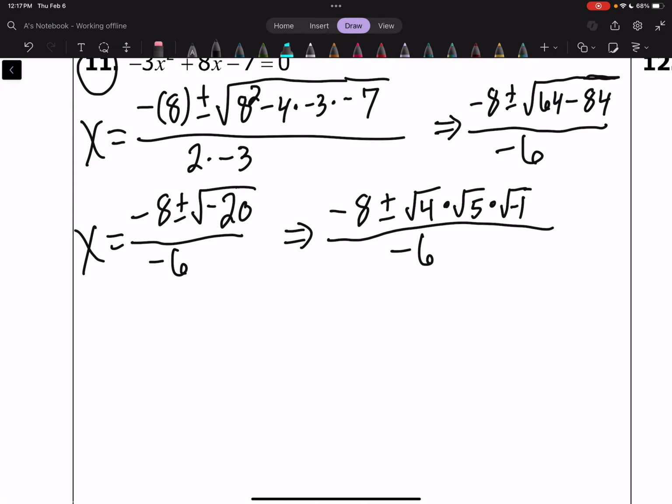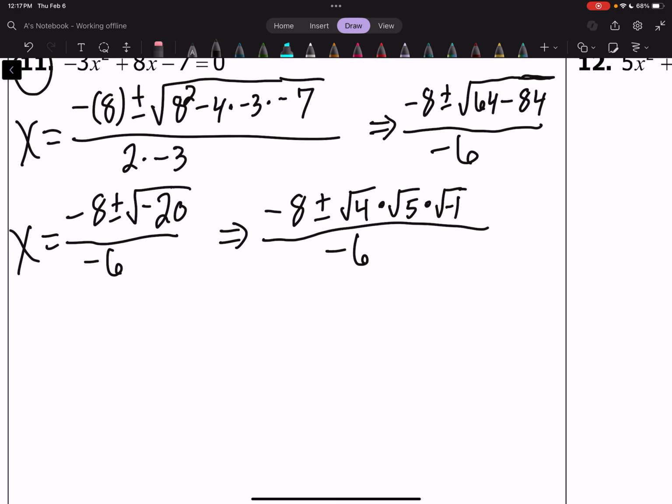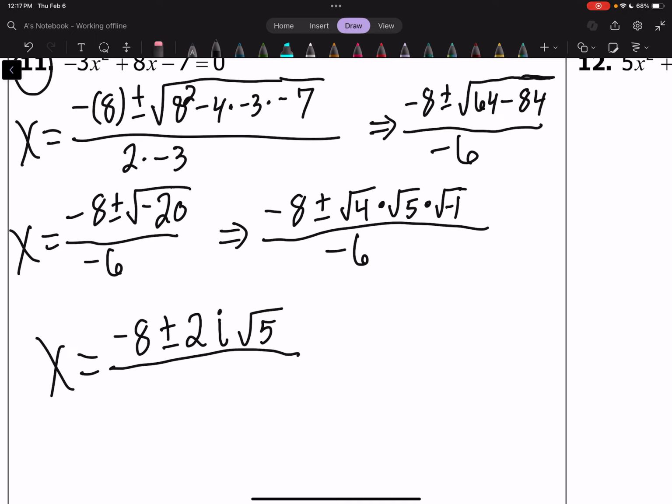Okay? So I have x is equal to negative 8. The square root of 4 is 2. Then I'm left with the square root of 5. The square root of negative 1 is my imaginary part i, over negative 6.